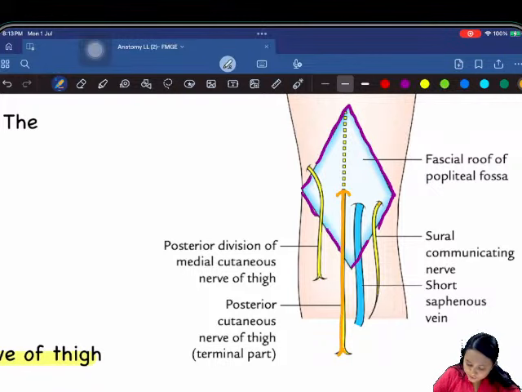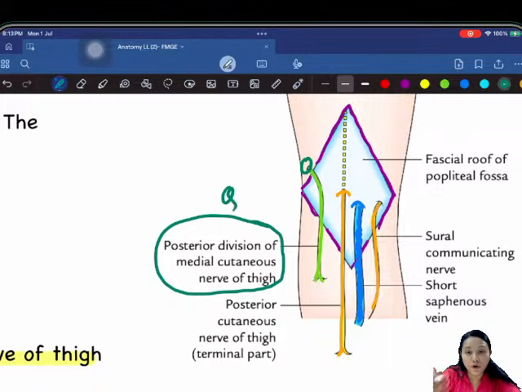Then you can see a nerve that is a sural communicating nerve, and another nerve which is very important, that is the posterior division of the medial cutaneous nerve of thigh. Now you can see that all these nerves, all the structures as well as this short saphenous vein, are piercing the roof except this structure which is coming from above, and this is just lying on the roof. So this is the posterior division of the medial cutaneous nerve of thigh, which is not piercing the roof, but it is a content of the roof.